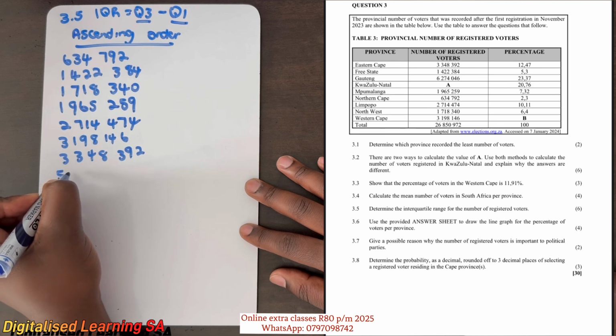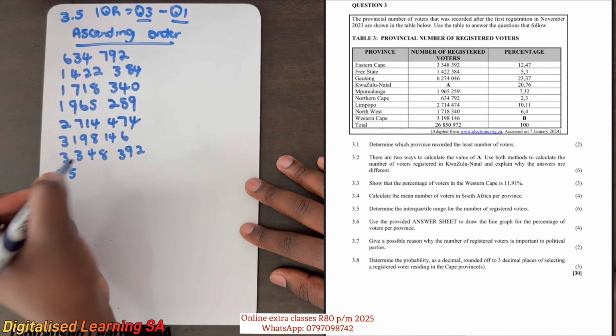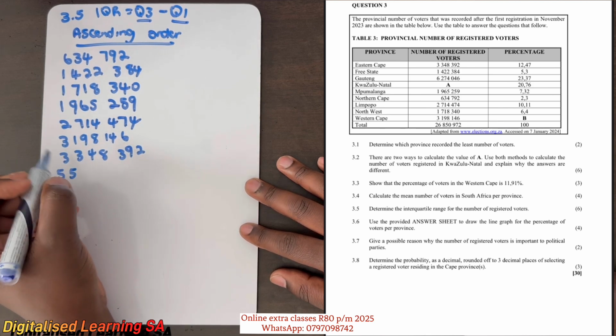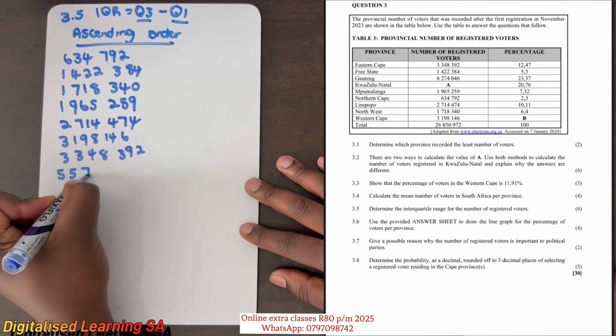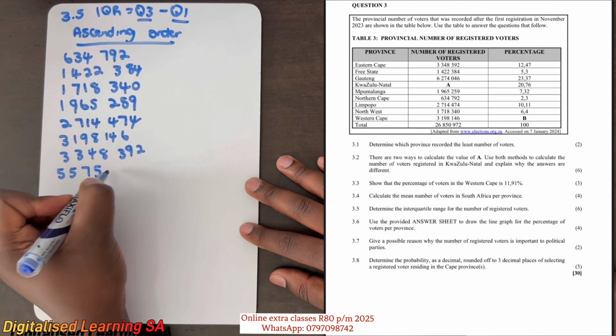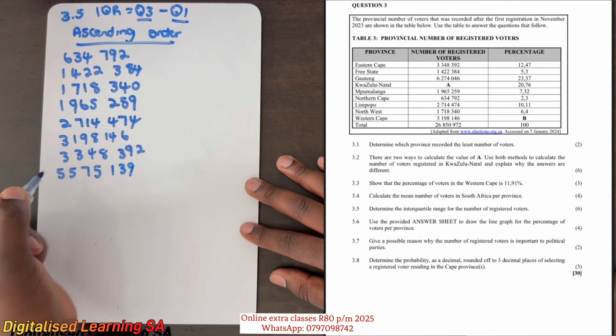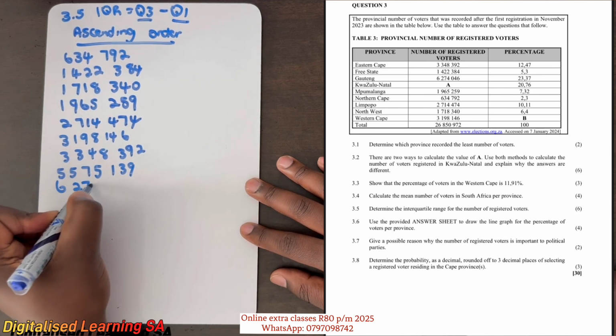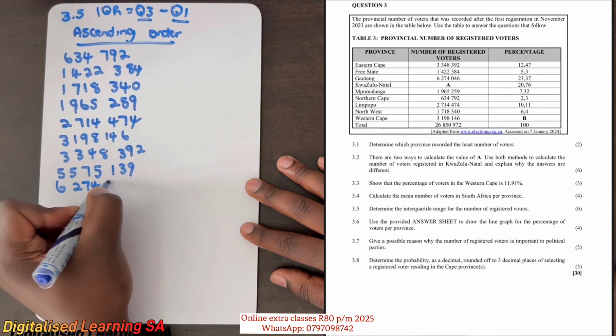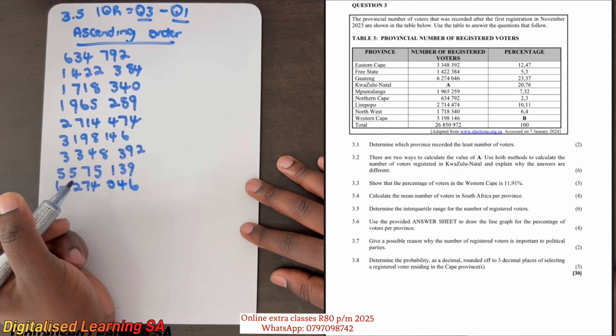So the 5, the one that I'm writing now, this is the value of A, the one that we calculated using method B, the one that didn't have decimals. So it's 5, 5, 7, 5, 1, 3, 9, and then followed by 6, 2, 7, 4, 0, 4, 6.